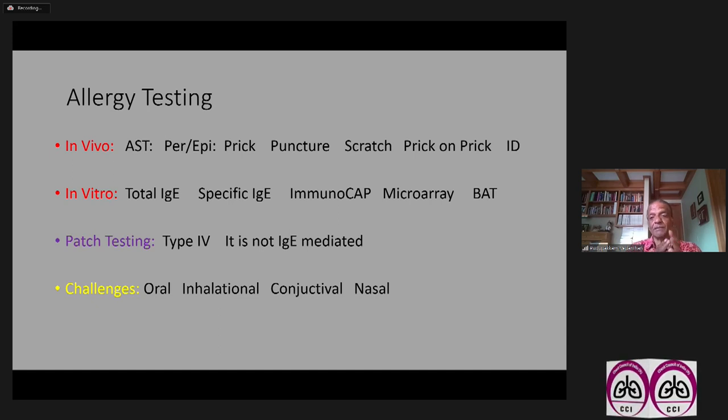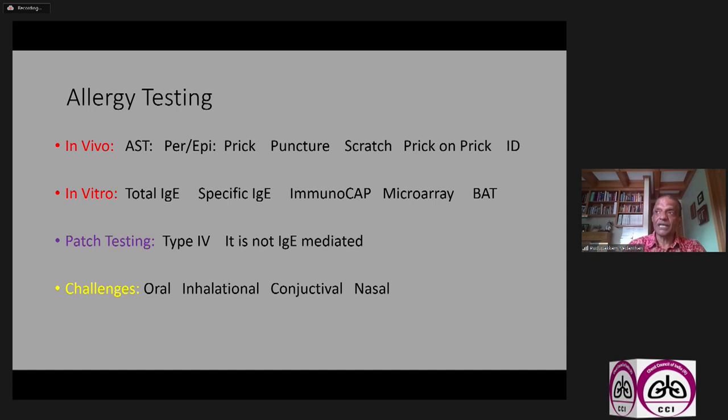And there is an intradermal technique, which is 500 times more sensitive than the prick test. So whenever you have a very highly sensitive test, you get a lot of false positives. In vitro, you have a test where you determine the total IgE. I want to spend 2 minutes on this. Total IgE is used as a screening test by many, many physicians in the community, and it is a total waste.